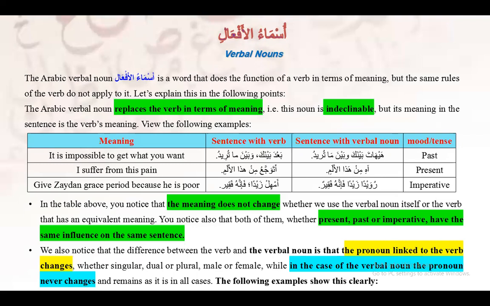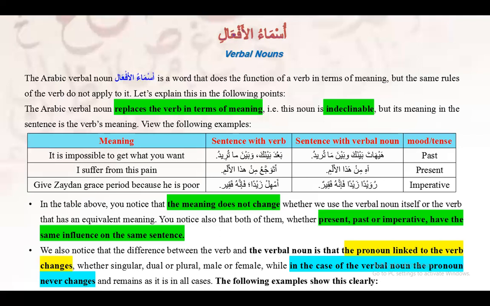Like the Arabic verbal noun replaces the verb in terms of meaning. This noun is indeclinable, but its meaning in the sentence is the verb's meaning. It means the same meaning of the verb, but only differs in being indeclinable.